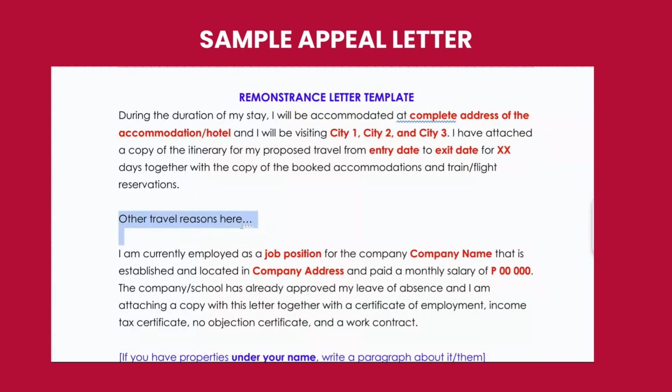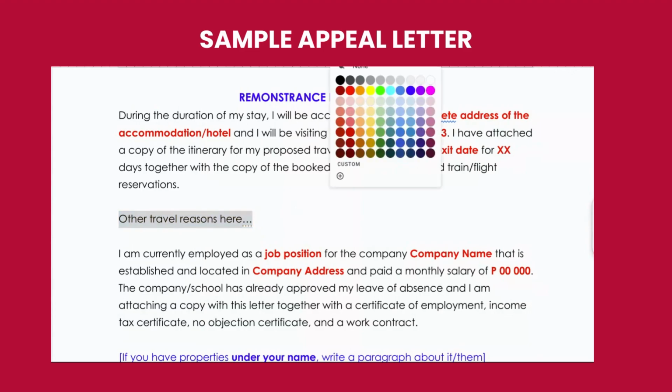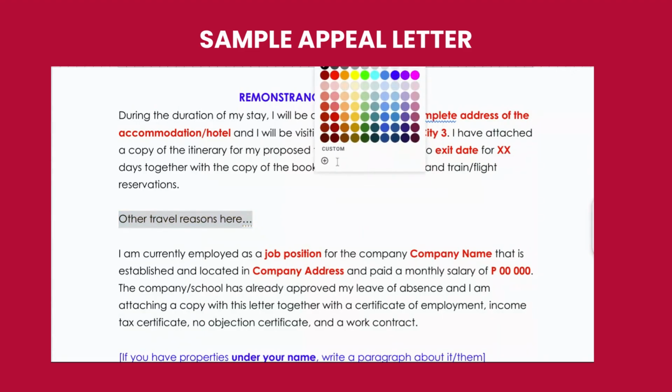Okay, so I'll put it in blue so that you can think of other reasons, or maybe you have other reasons that I may not know of.